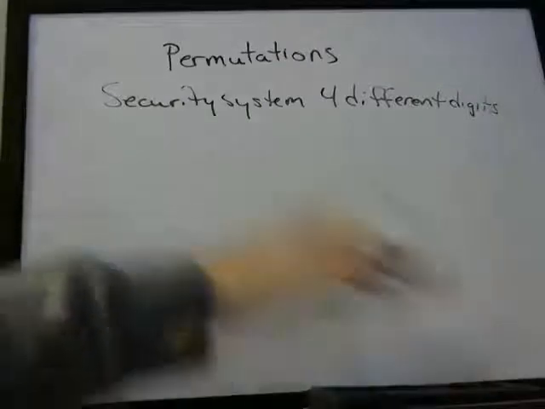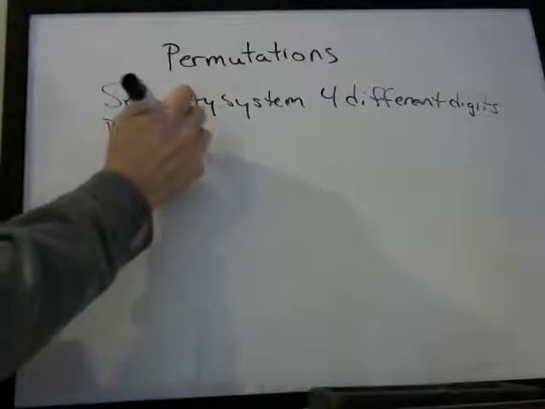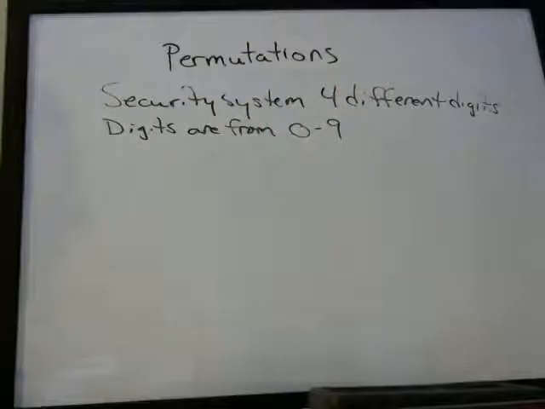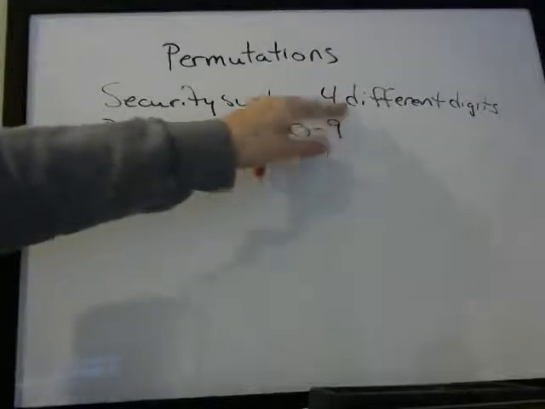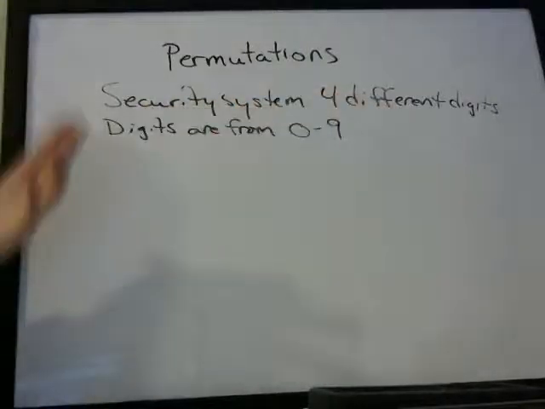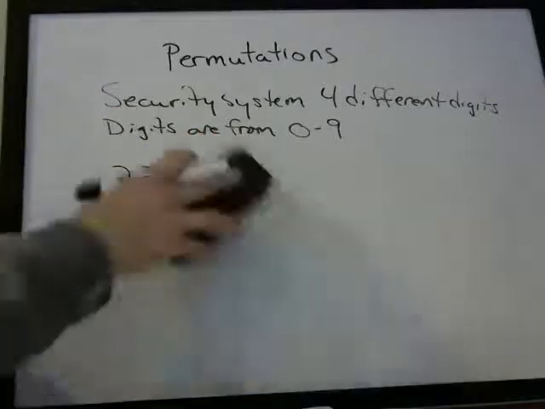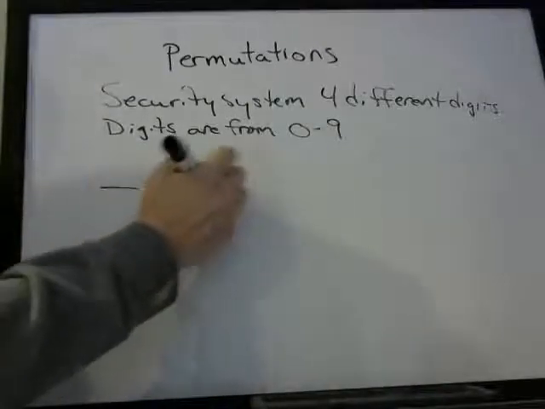And the digits are from 0 to 9. So there's 10 digits we can use because we can use the 0. So how many different ways can we have a code that has 4 digits in it? And each one has to be different. We can't use the same one. So the code can't be 2239 because we can't use the same digit. So we have 4 digits.